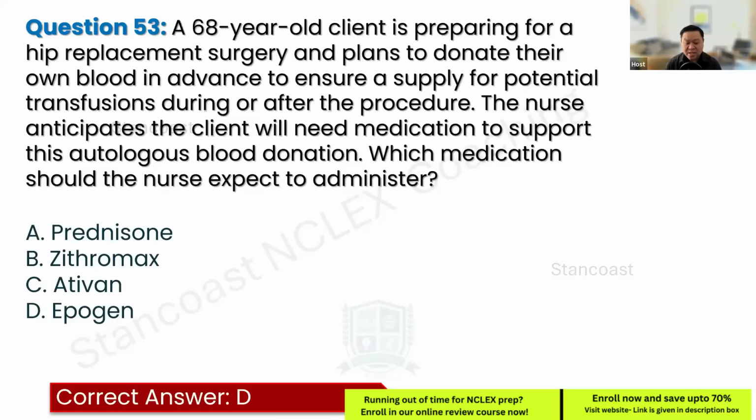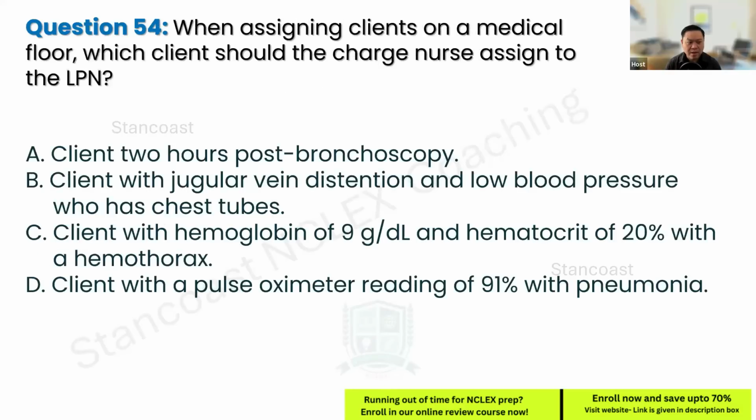Now, in this test question, you need to pay attention to the prefix auto to understand the autologous as self, which indicates a need for a blood production booster. And so we know that EpiPen or erythropoietin is something that can stimulate the bone marrow to produce the red blood cells. Let's have number 54.